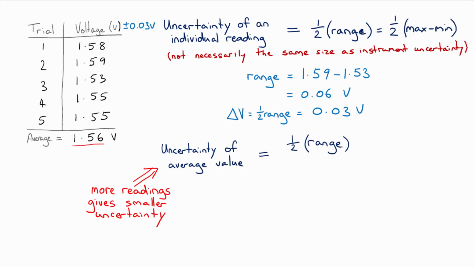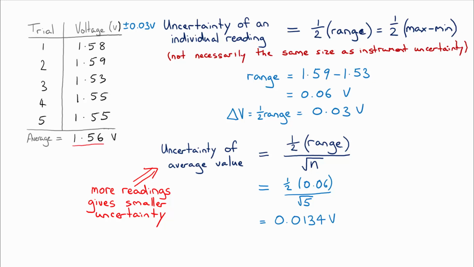So the uncertainty of the average value starts off again with the half range, because obviously it depends on how scattered that data is, but we're going to divide it by the square root of the number of measurements that we took, or the number of readings we took. So in our example here, we would have 1/2 of the range, which is 0.06, divided by the square root of 5 readings that we took, and that gives us, if I've done my calculations right, 0.0134 volts.